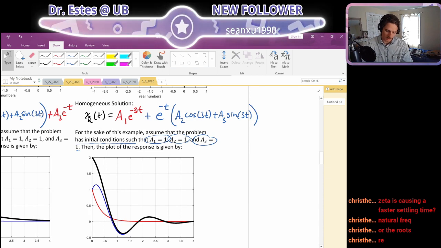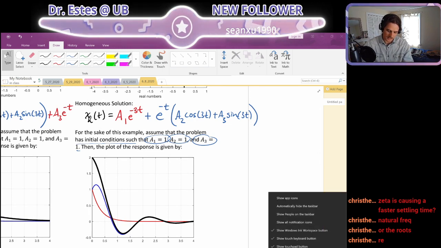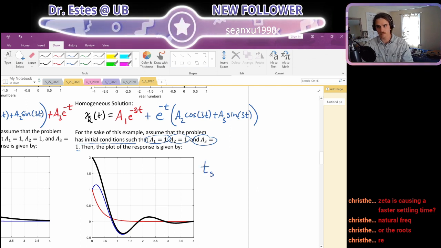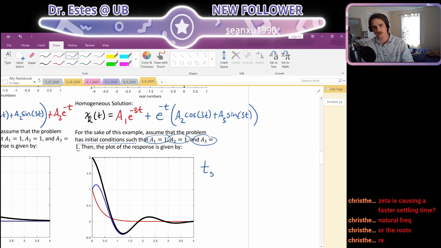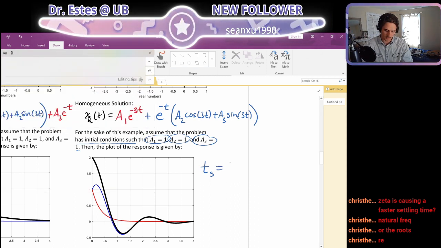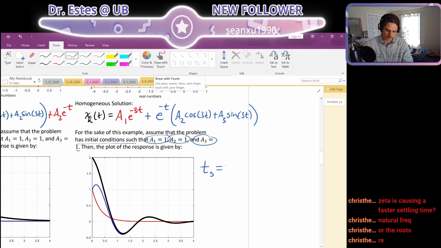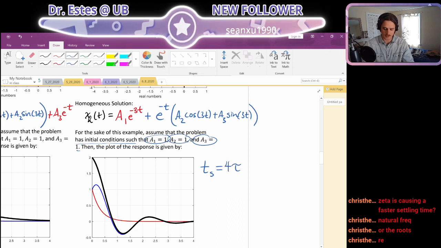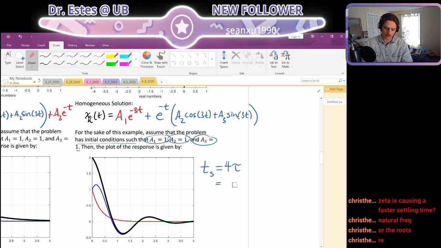So I know that the settling time of a system, so how quickly it approaches its final value, is equal to 4 times the time constant. And the time constant is -1 over the real part of the root.